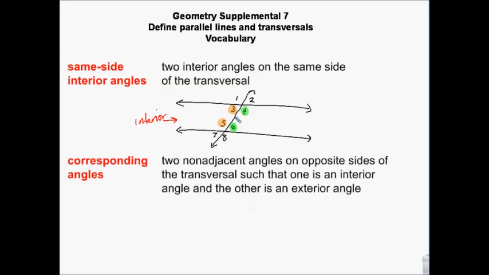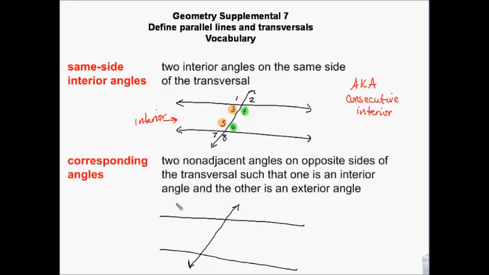and then same side. These are also known as consecutive interior because they're on the same side. So if you were to count this way, you'd go 1, 2, 3. The numbers don't really matter. It's the placement that matters. So same side interior. And then we have corresponding.